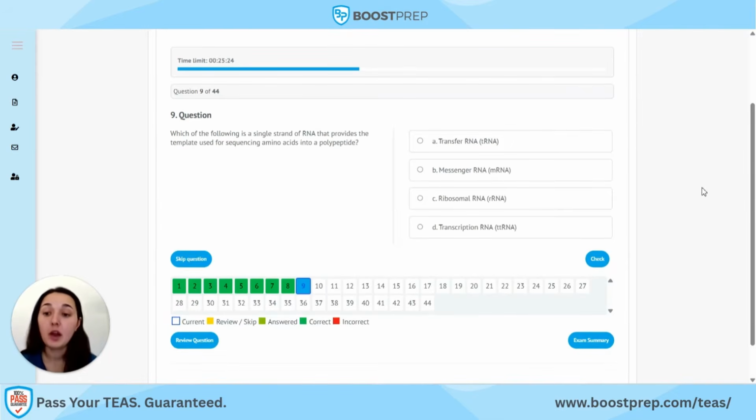Question 9. Which of the following is a single strand of RNA that provides the template used for sequencing amino acids into a polypeptide? A. Transfer RNA or tRNA. B. Messenger RNA or mRNA. C. Ribosomal RNA or rRNA. D. Transcription RNA or ttRNA.